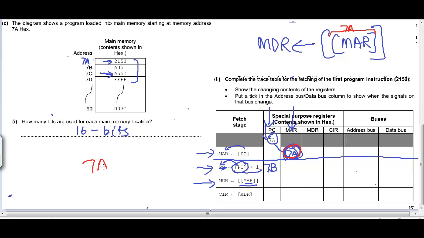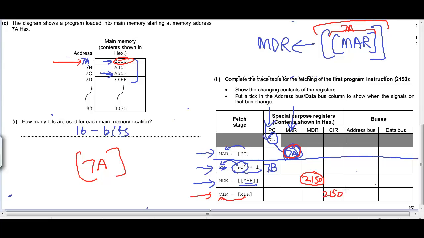Once we've solved the inner bracket, the answer is 7A, and then there is another bracket surrounding 7A. This is the outer bracket. Now we want to solve the outer bracket. So now we are saying the contents of 7A, and the contents of 7A are 2150. So this time the value that is going to be copied into MDR is 2150. Finally, the contents of MDR are being copied into CIR. What are the contents of MDR right now? They are 2150. So the value of CIR becomes 2150.